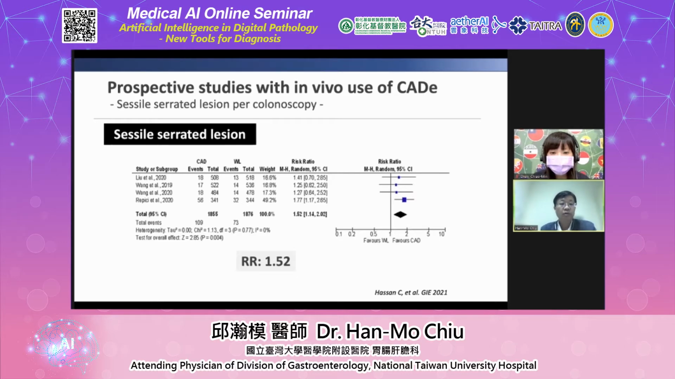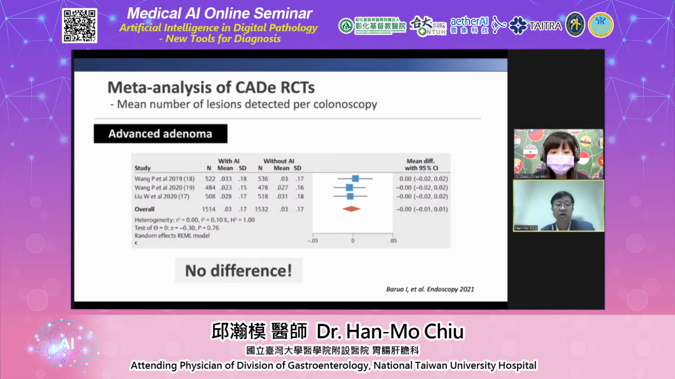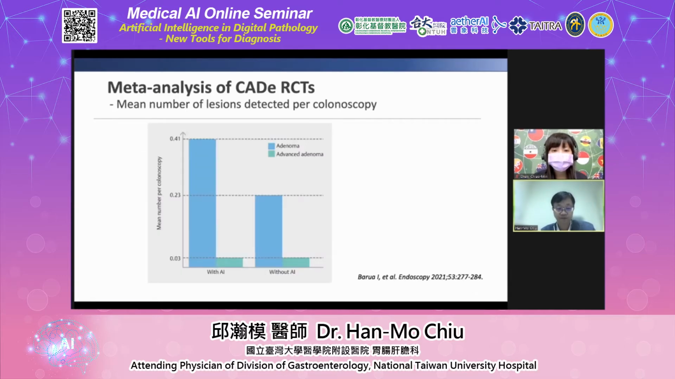It was also demonstrated that C-cell selected lesions, which are morphologically very subtle but very likely to progress into invasive cancer once dysplasia develops, are more likely to be detected by using AI-assisted colonoscopy. However, in another meta-analysis, the detection rate of advanced adenoma, which is a clinically more relevant proxy to invasive cancer, did not increase in the AI-assisted group.